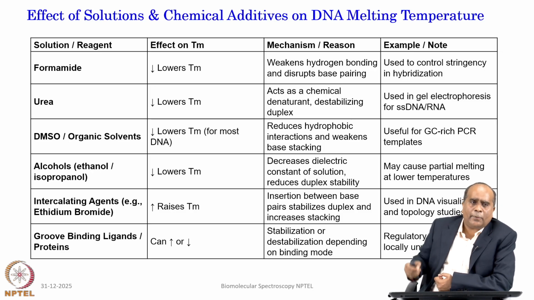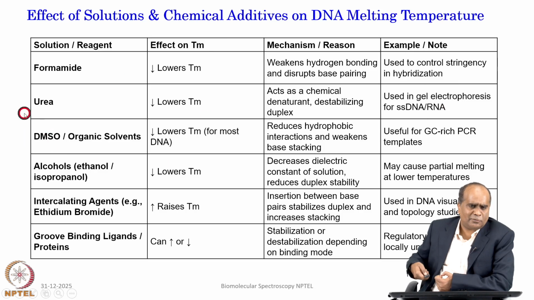The main important one is the solvent condition. If the solvent has something like formamide or urea, these are known denaturants, and of course they will lower the Tm. How do they do it? Formamide or urea disrupt the base pairing and the hydrogen bonds. This is used to control stringency in hybridization, and in gel electrophoresis we use urea denaturation.